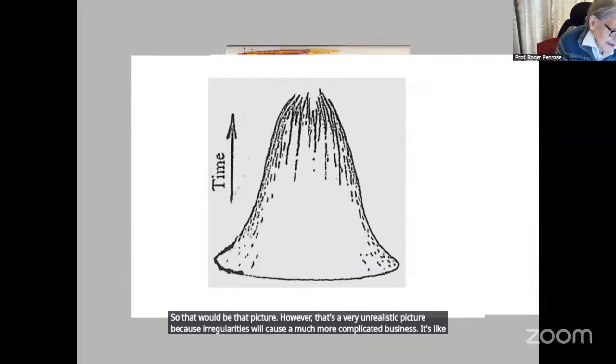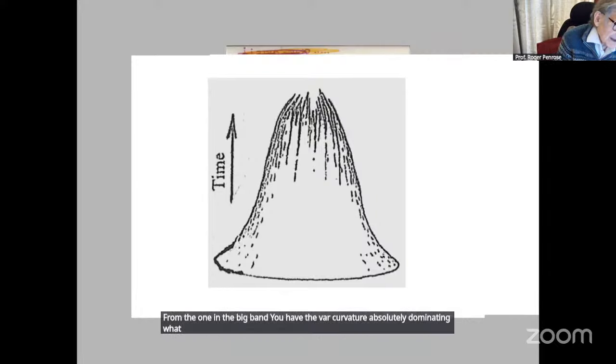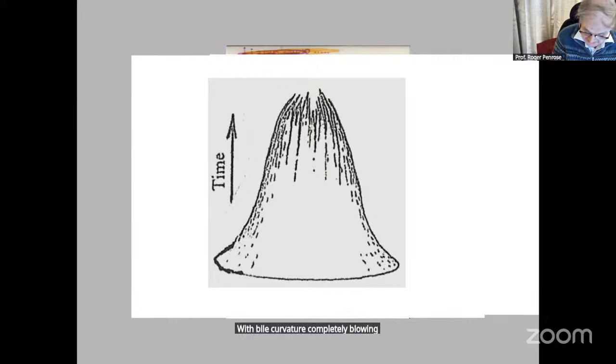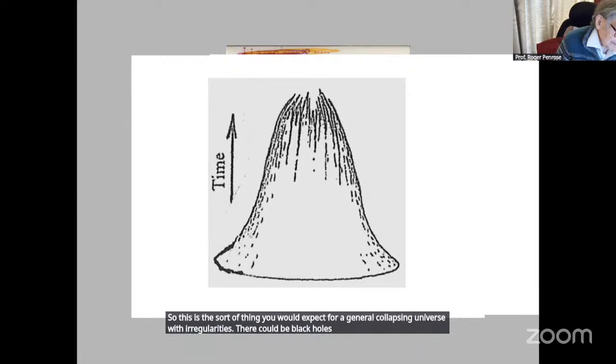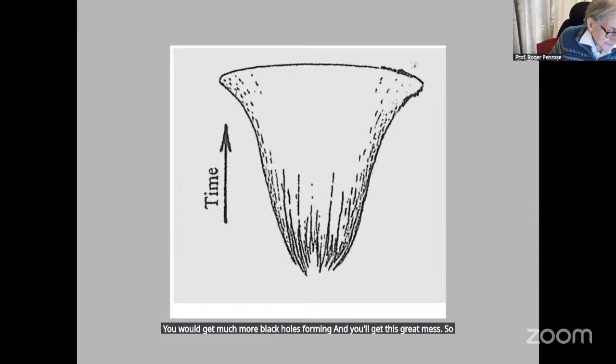It's like lots of black holes, and the singularities in black holes are completely different from the one in the Big Bang. You have the Weyl curvature absolutely dominating what goes on. There was work done by Belinsky, Lifshitz, and Khalatnikov, which seemed to indicate that in the generic situation you would get very wild behavior with Weyl curvature completely blowing up. So this is the sort of thing you would expect for a general collapsing universe with irregularities. There could be black holes, indicated by the black lines going up, but they needn't be. But when the universe collapses inwards and inwards, you would get many more black holes forming, and you would get this great mess. So that's what you would get for the remote future.